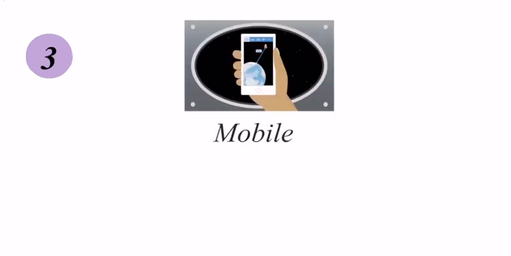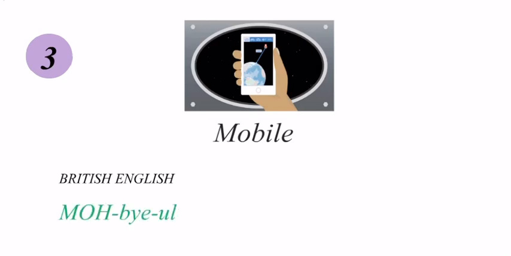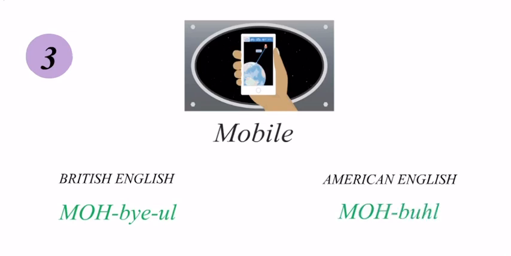Next, number 3. M-O-B-I-L-E. How do you pronounce it? So in British English we pronounce it as mobile, and in American English we pronounce it as mobile. Mobile, mobile.